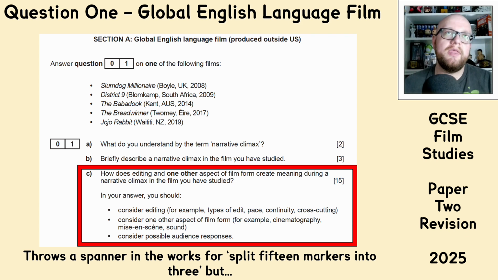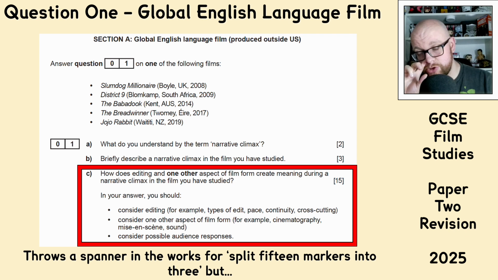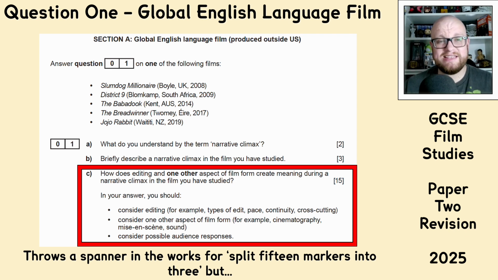Now, I usually say that whether it's a 15 marker, you need to split it into 3. This question dictates that you are only really going to need to talk about 2 things: editing and one other aspect. This isn't me saying that if it says one other, you can talk about 2. Don't. This has come up so many times in the exam where it might say editing and one other, and I've had students do editing and cinematography, and then in the final paragraph start talking about sound. At that point, examiners stop marking because you've not adhered to the focus of the question. It needs to just be one other.